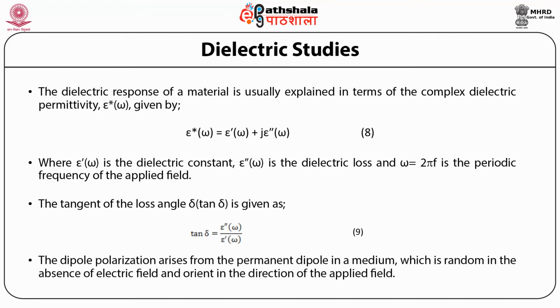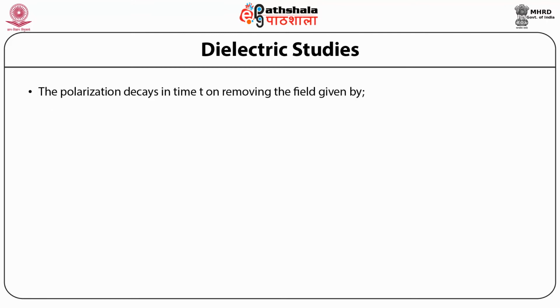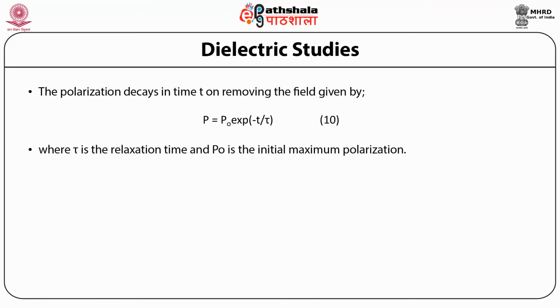The dipole polarization arises from the permanent dipoles in a medium, which are random in the absence of an electric field, and it orients in the direction of the applied field. The polarization decays in time on removing the field and is given by P equals P naught times exponential of minus t divided by tau, where tau is the relaxation time and P naught is the initial maximum polarization.